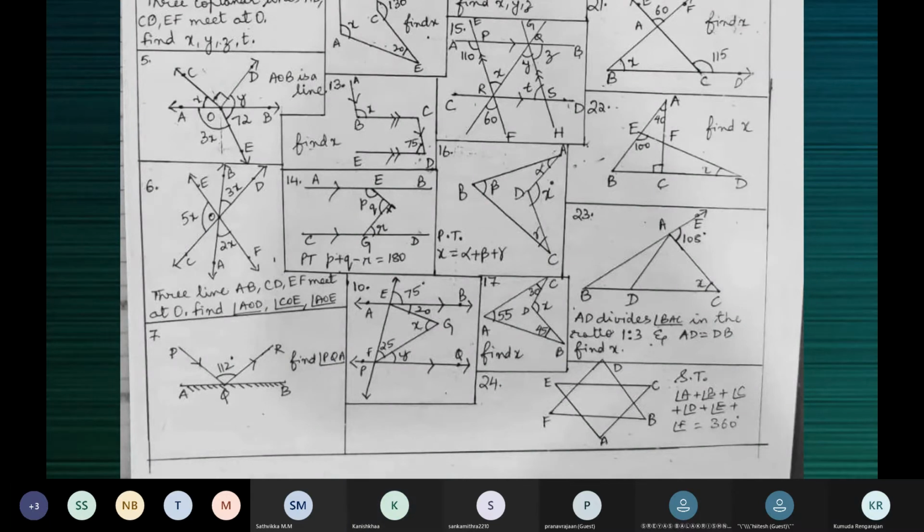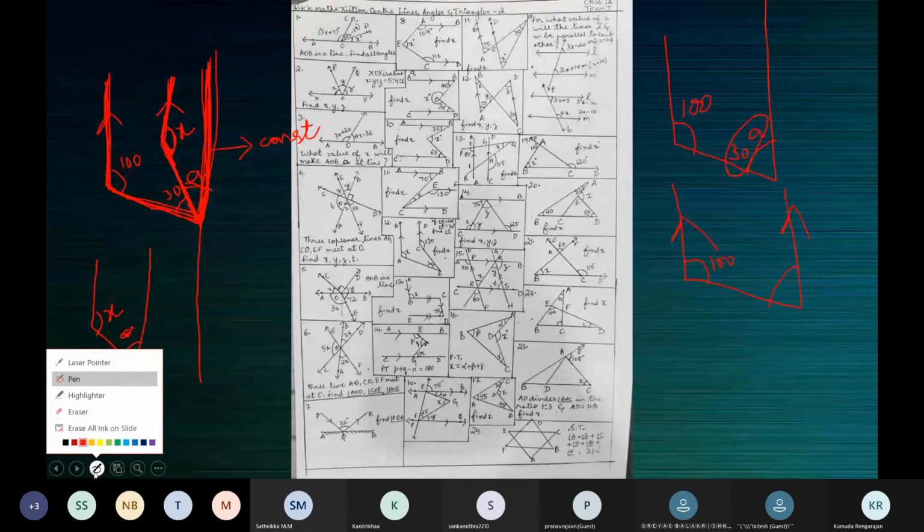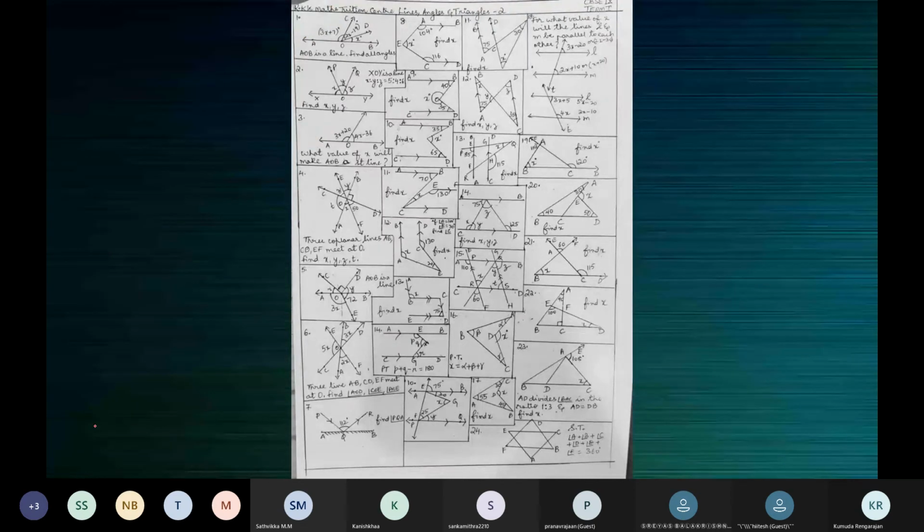Okay. Ma'am, is it 70 degrees? 70, is it? Okay, let me check. Ma'am, X is 75, ma'am. I mean, sorry, 70, ma'am. Yeah, X is 70. Yes. X is 70. So it's like this. I'll just, so you can see a line like this.